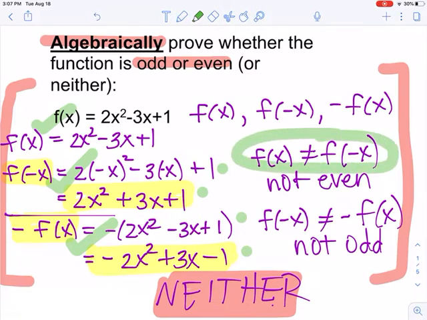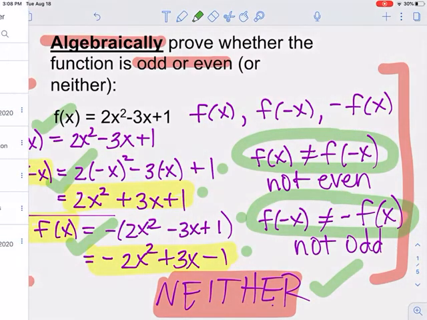Then I need to see comparisons. I need to see that you compare f of x and f of negative x. If they are equal, you can determine that they are even. If they are not equal, then I better see this comparison right here: f of negative x and negative f of x. If they're equal, then it's odd. If they're not equal, then we've done all this algebra just to show that it's neither. But all of that is what I'm looking for, and there will be multiple points awarded for each of those steps.